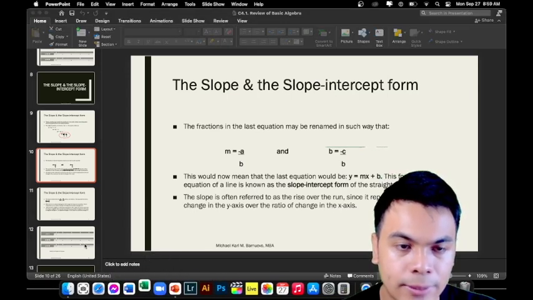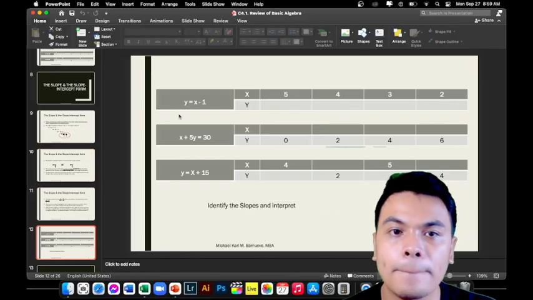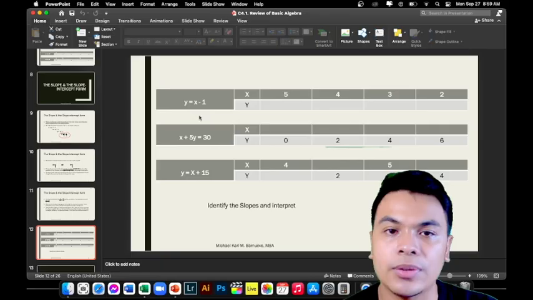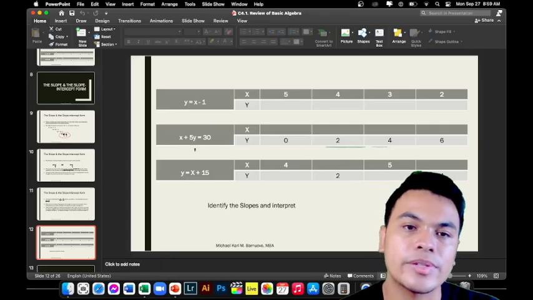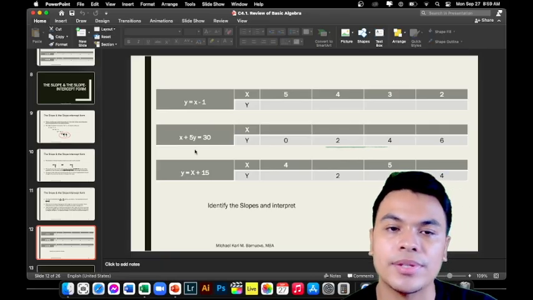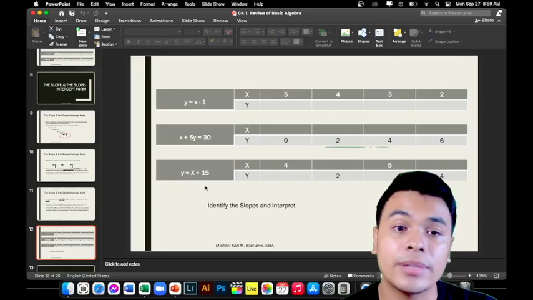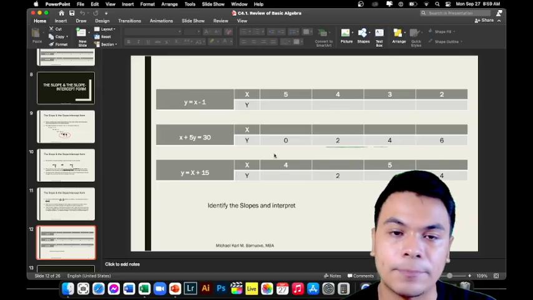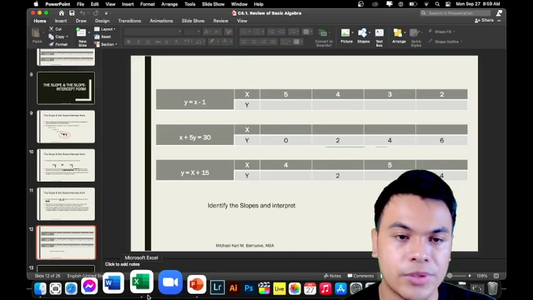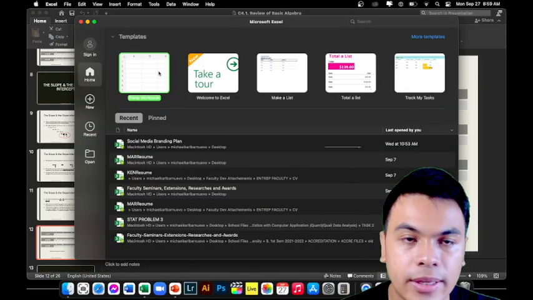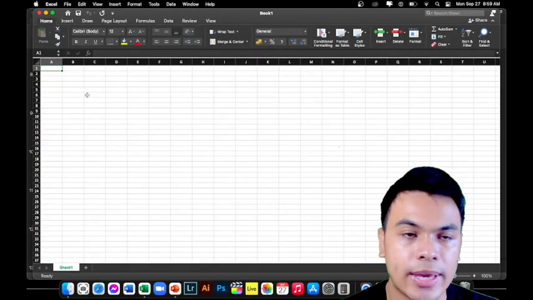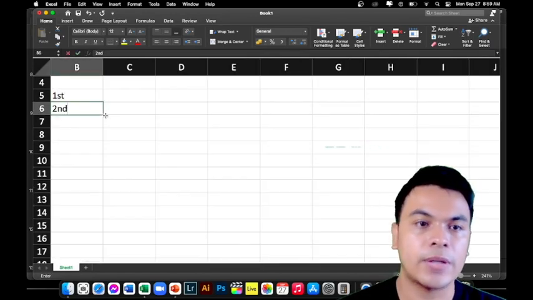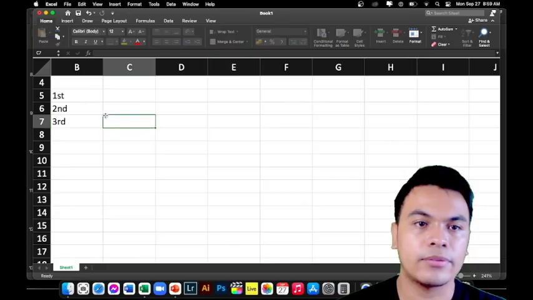Loading. Let's just review what we will solve. We have three formulas here. First is y is equal to x minus 1. Second is x plus 5y is equal to 30. And the third one is y is equal to x plus 50. Let's identify the slope first. I will transfer these values here in Excel, the first, second, and third formulas.